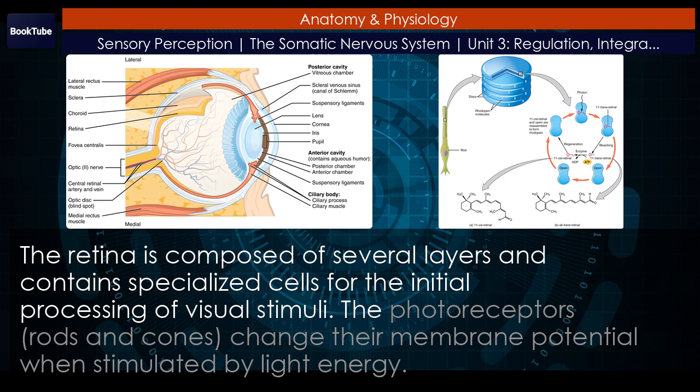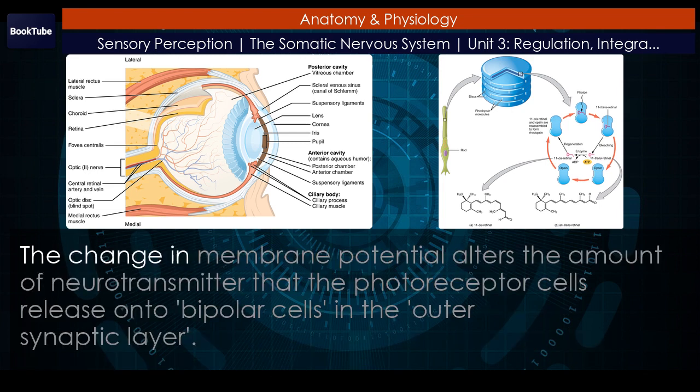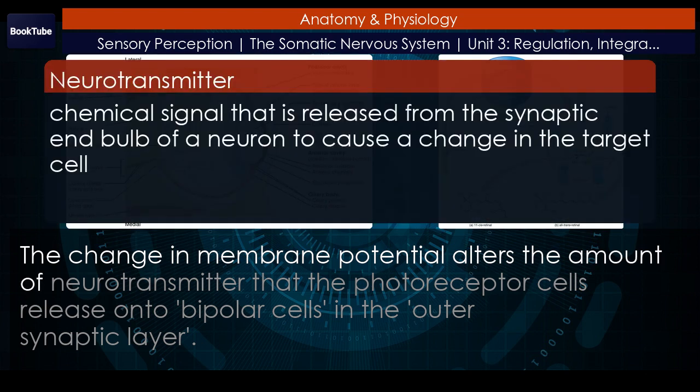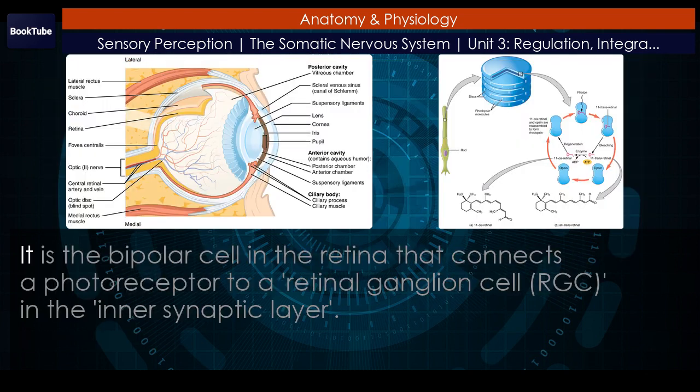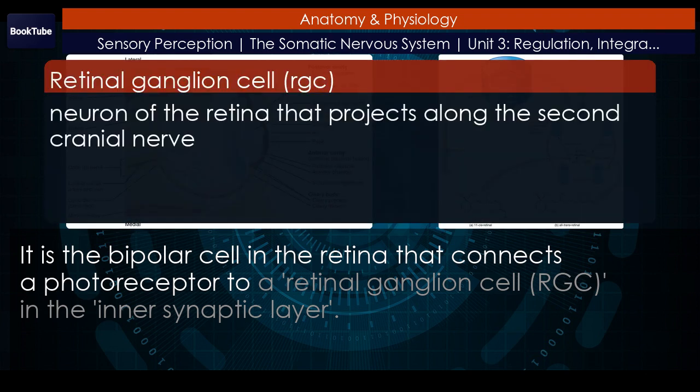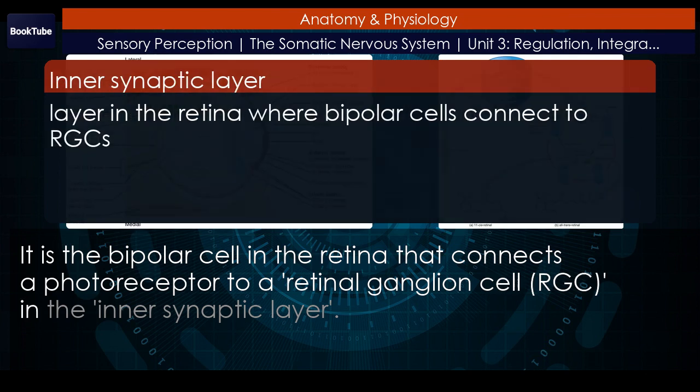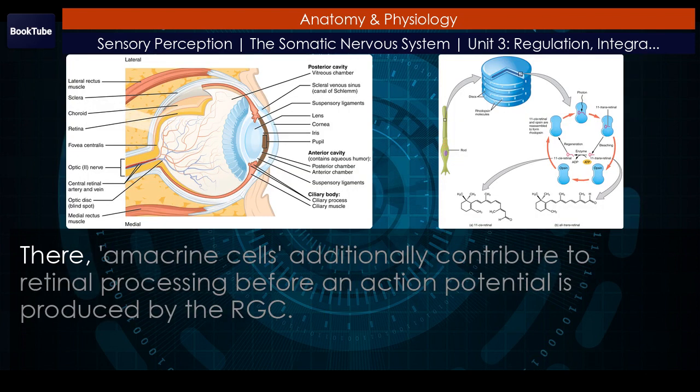The photoreceptors, rods and cones, change their membrane potential when stimulated by light energy. The change in membrane potential alters the amount of neurotransmitter that the photoreceptor cells release onto bipolar cells in the outer synaptic layer. It is the bipolar cell in the retina that connects a photoreceptor to a retinal ganglion cell, RGC, in the inner synaptic layer. There, amacrine cells additionally contribute to retinal processing before an action potential is produced by the RGC.